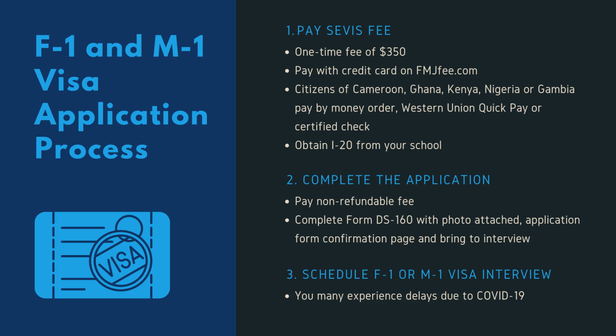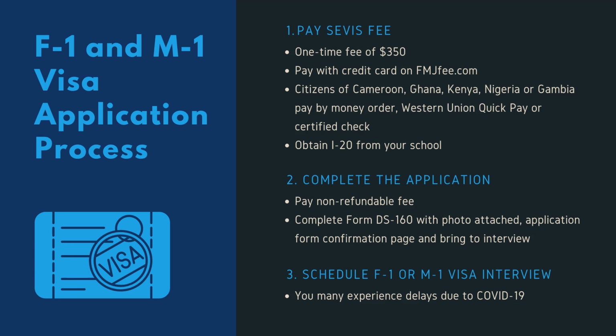The next step is to complete the F1 or M1 visa application. There are multiple ways to complete the F1 or M1 visa application. However, the online visa application form DS-160 is perhaps the most convenient. You must pay a non-refundable fee in order to complete the application.